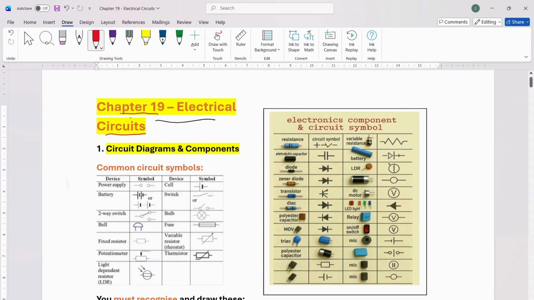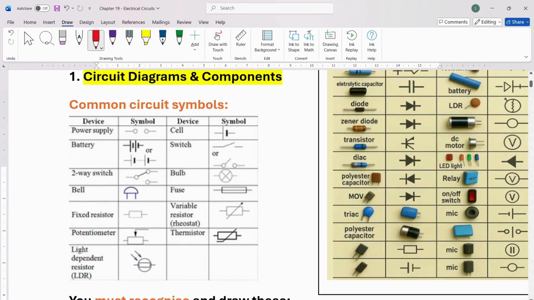These are common circuit symbols for power supply, battery, two-way switch, bell, fixed resistor, potentiometer, light dependent resistors, cell, switch, bulb, fuse, variable resistor, and thermistor. You need to remember the shapes of these symbols as it might be asked in the exams.